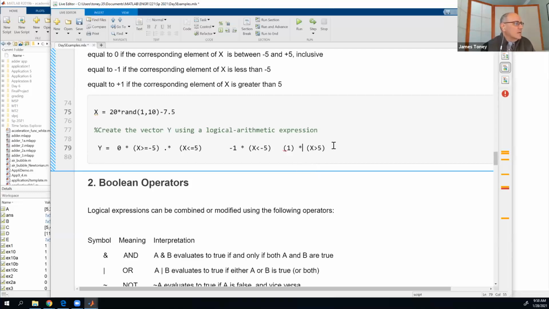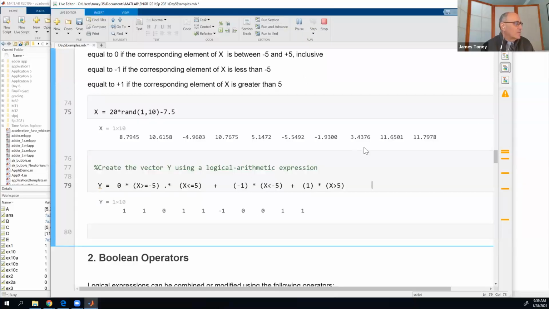All right, and because these conditions are all complementary, only one of them can be true at a time, then I can add them up. Okay, only one of them will give me a non-zero for a given element. All right. Now, of course, this can be simplified. Let me just do this first, and then we'll simplify it. All right, so that's what you get.